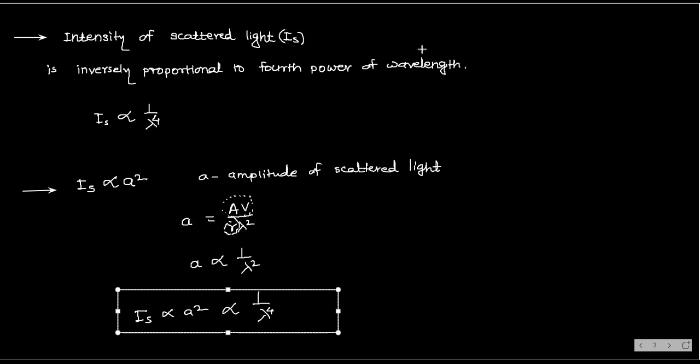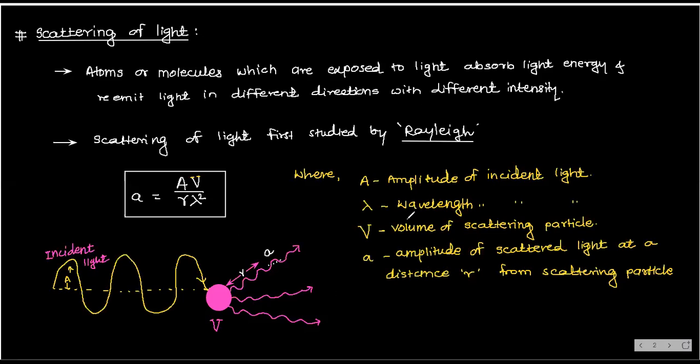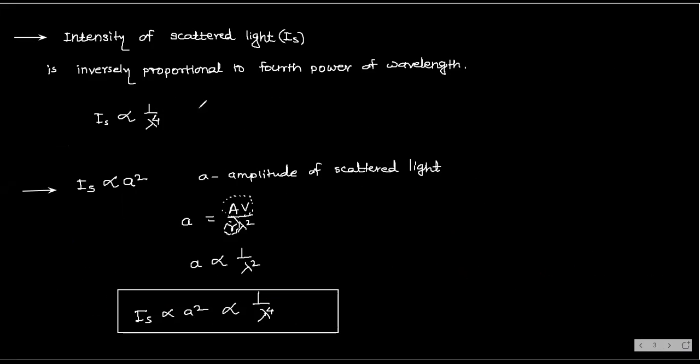Understand? The intensity of scattered light is directly proportional to amplitude square and inversely proportional to lambda power 4. Already I have mentioned what this lambda is. Lambda is the wavelength of incident light. Okay, right? Understand?